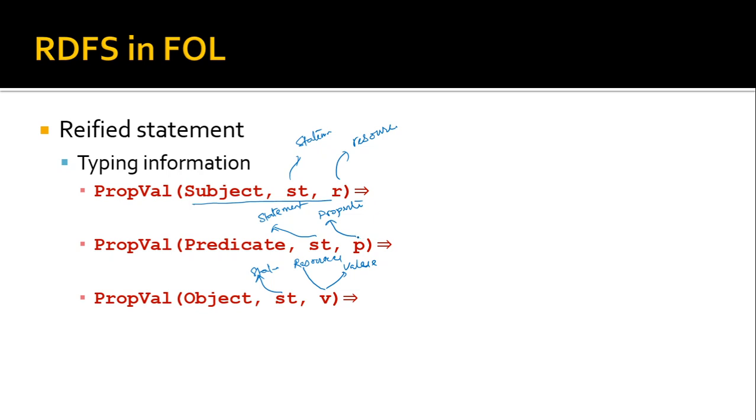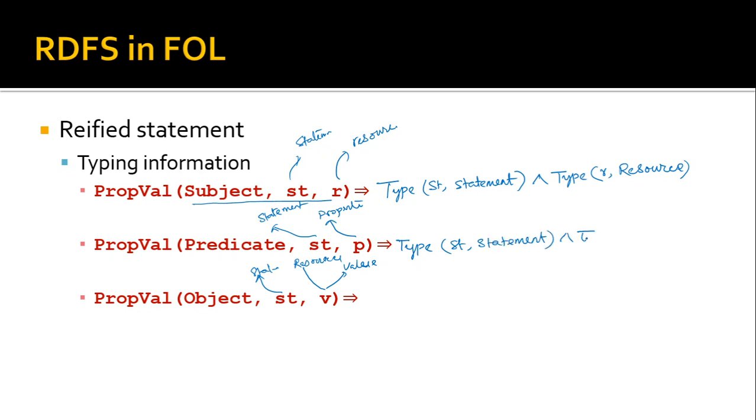Let us try to model this in first order logic. Very simply you can do that. So I can say type of ST is statement, right? And type of R is resource, right? What we can write here? We can say the type of ST is statement and type of say P is property.